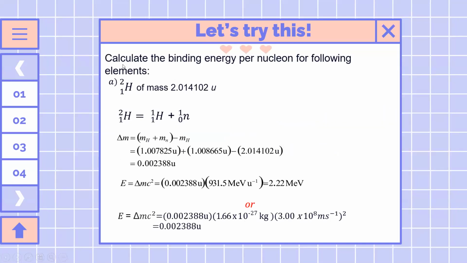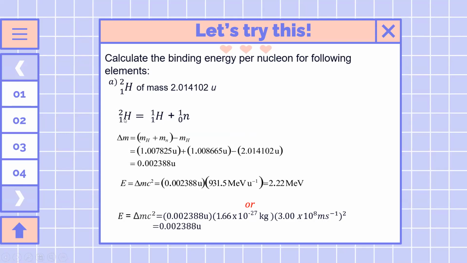First of all, they ask to calculate the binding energy per nucleon for the following elements. What you need to do is first write this equation. It looks like a simple equation, but it is very helpful when you want to calculate the mass defect, which is delta M. So this is the hydrogen that will form from its nucleons. Make sure that this side and this side have the same value.